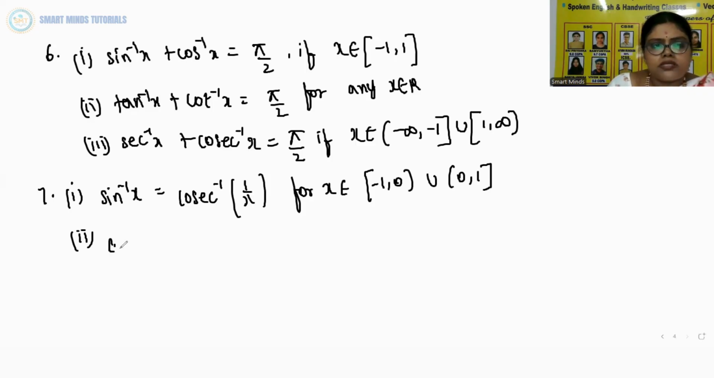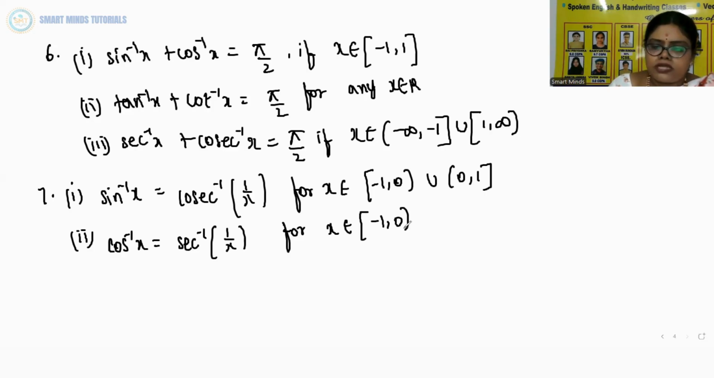Then number 2 is cos inverse x equals secant inverse of 1 by x, for the same interval, x belongs to closed interval minus 1 comma 0 union 0 comma 1. 1 and minus 1 are included, 0 is excluded.